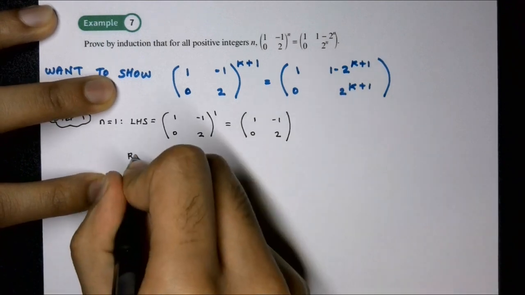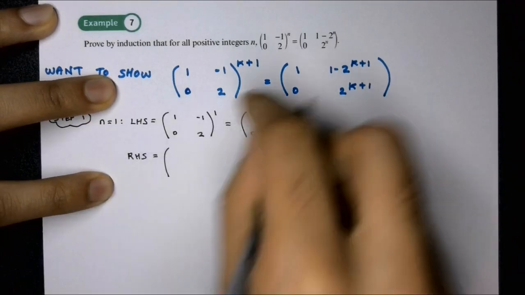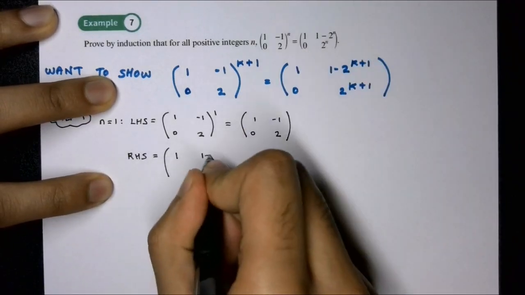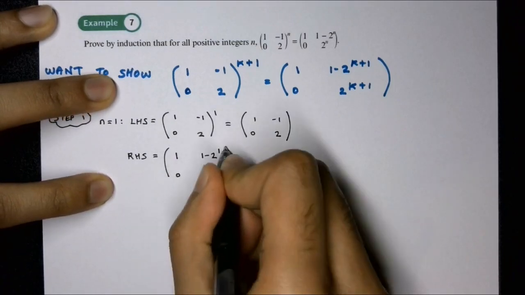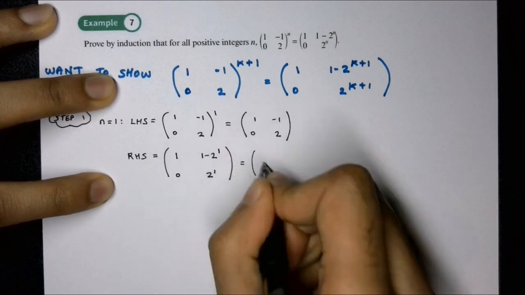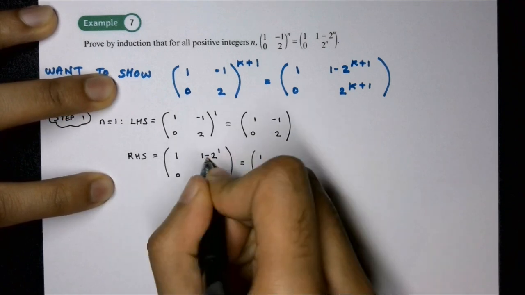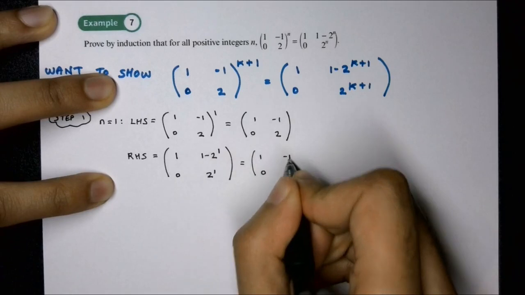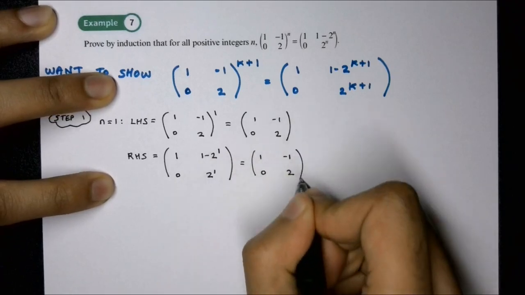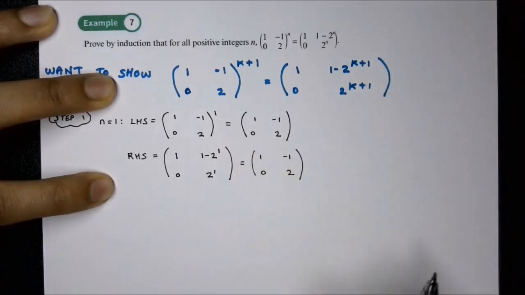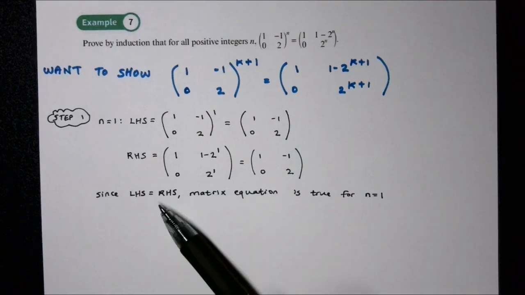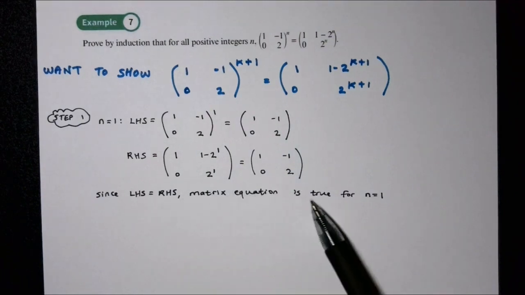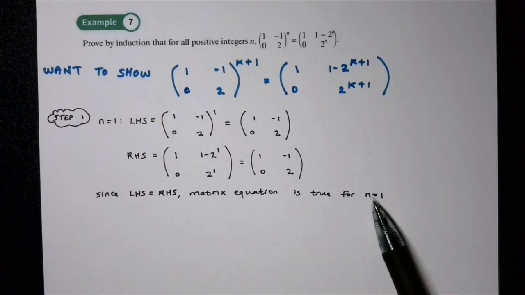And on the right hand side, if we substitute in n equals 1 here, we've got 1, 1 minus 2 to the 1, 0, 2 to the 1. And if we work this out, well, here we get 1, here we get 0. 1 minus 2, that's minus 1. 2 to the 1, that's just 2. You can see the left hand side is equal to the right hand side. So you can see here, since the left hand side is equal to the right hand side, the matrix equation is true for n equals 1.